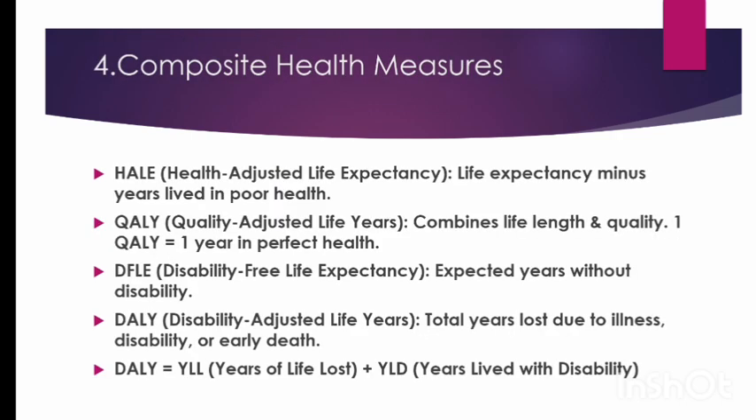4. Composite health measures. Health adjusted life expectancy, minus years lived in poor health. QALY, quality adjusted life years, combines life length and quality. 1 QALY equals 1 year in perfect health. DFLE, disability free life expectancy, expected years without disability. DALY, disability adjusted life years, total years lost due to illness, disability, or early death. DALY equals YLL, years of life lost, plus YLD, years lived with disability.